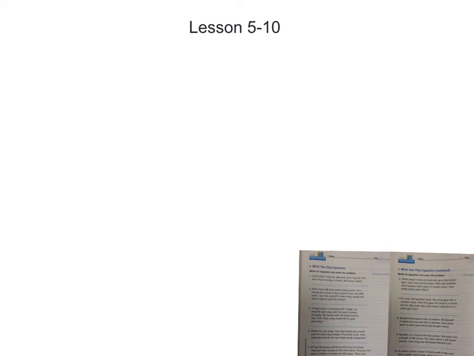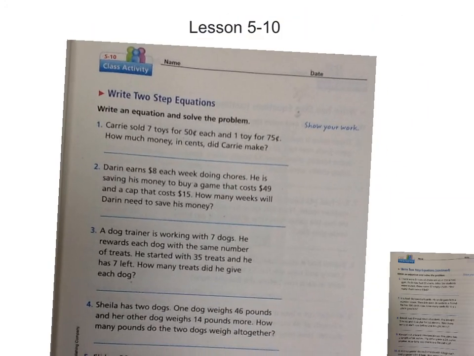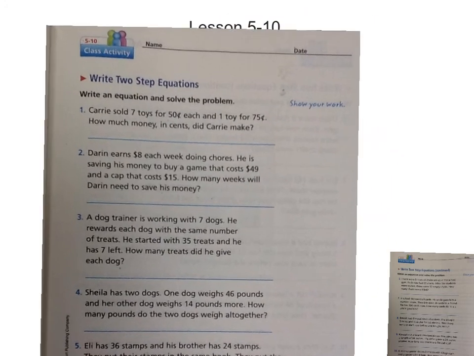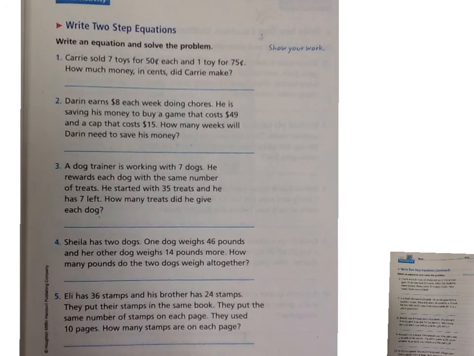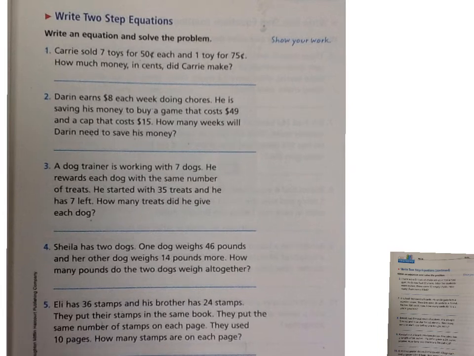Alright, boys and girls, today's lesson is lesson 5-10, and we're going to continue working with two-step problems. So, we're going to just fly through as many as we can get through, and whatever we don't finish, we're going to work back at our desks, at our stations, and if you happen to finish that, you can always go back and work on pages from earlier in this unit.